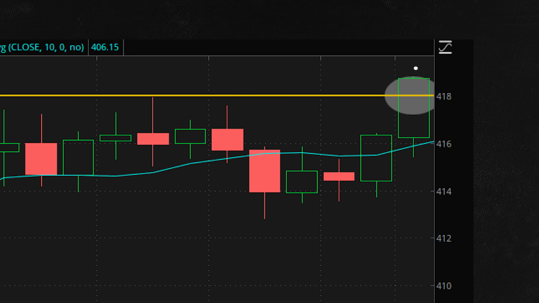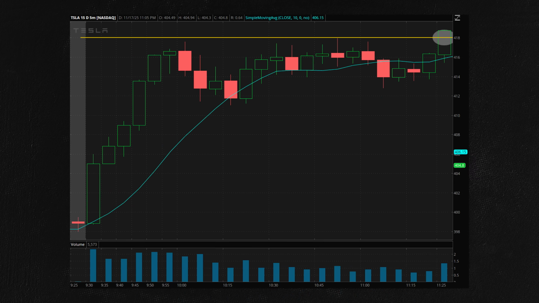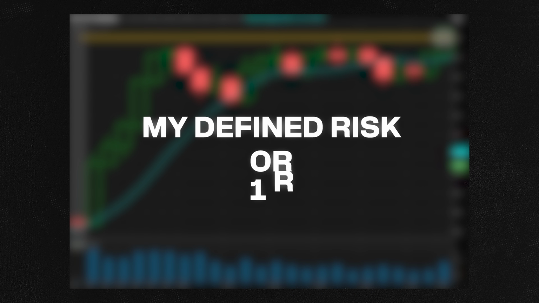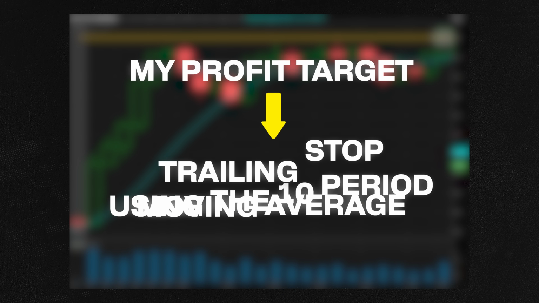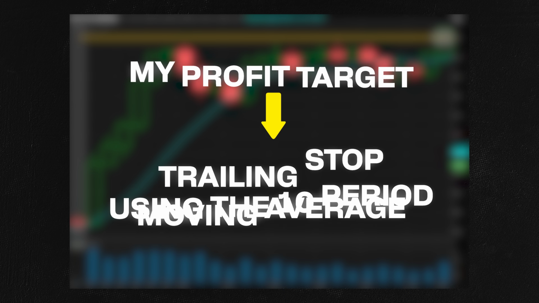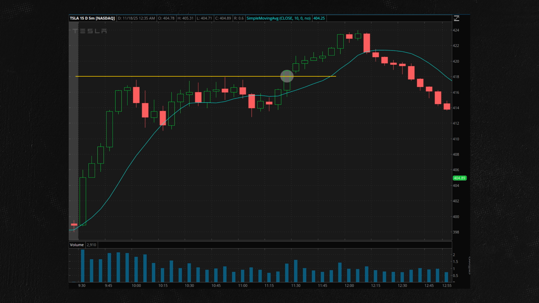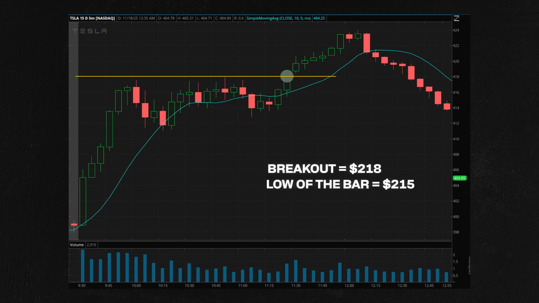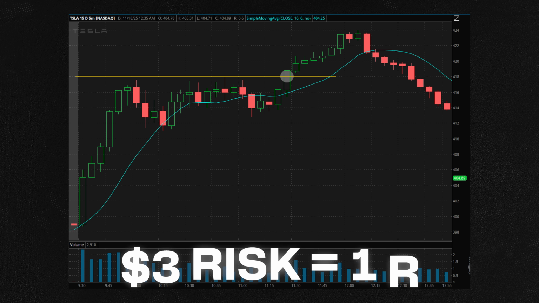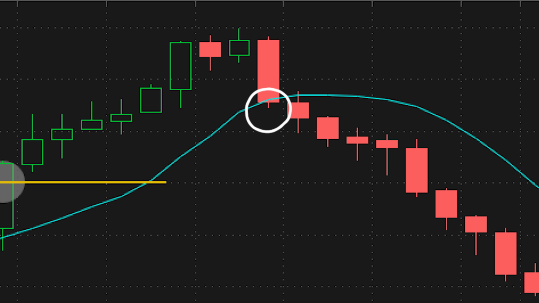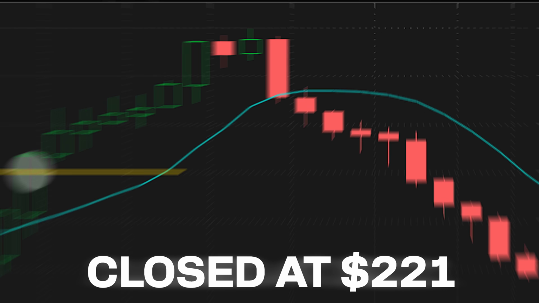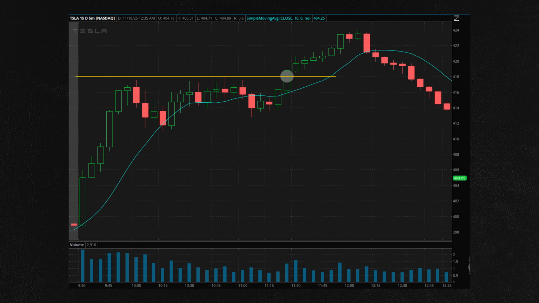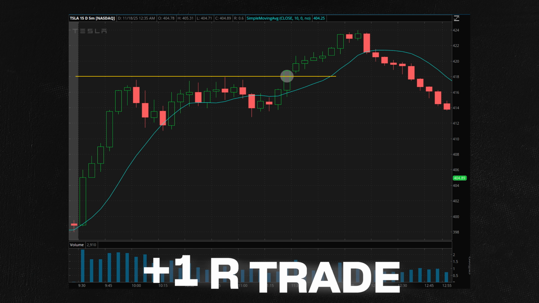My entry is the breakout. My initial stop is the low of the breakout bar. That becomes my defined risk, or 1R. My profit target is a trailing stop using the 10-period moving average. For example, in this first trade, the breakout was at $218 and the low of the bar was $215. That's $3 of risk, which is going to equal 1R. This trade ended up working, and we finally closed below the 10-period moving average at $221. That's also $3 above the entry, so this particular winner was a plus 1R trade.